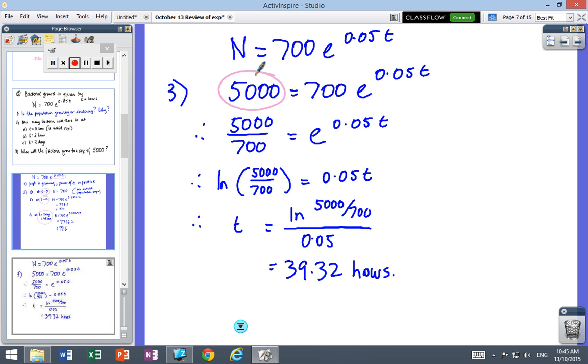Why does 5,000 go out the front? Because that's the population we want. Then the 700 goes to the bottom on your next line. And then to get rid of E, you take the log. And then to get rid of the 0.05, you divide. So you just do all those steps and you end up with an answer.